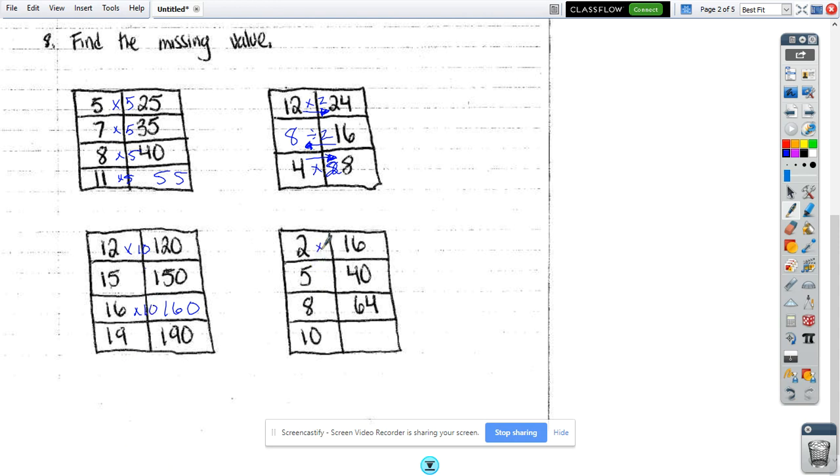Here I have 2 times 8 is 16. 5 times 8 is 40. 8 times 8 is 64. And 10 times 8 is 80. Let's look at the next problem.